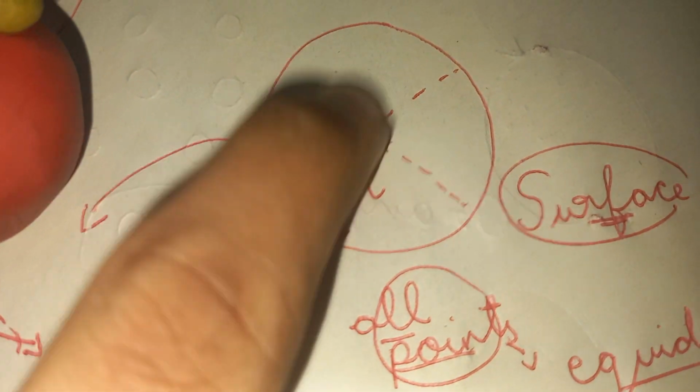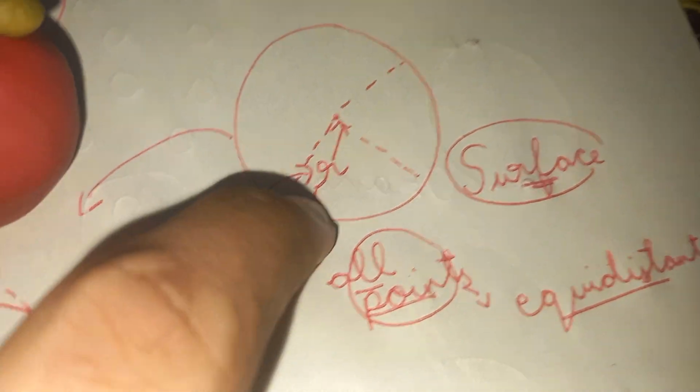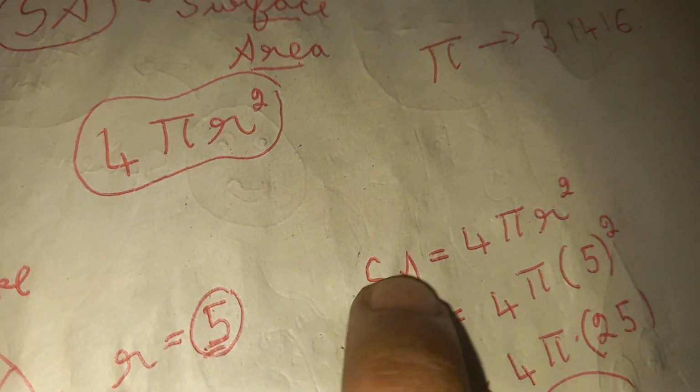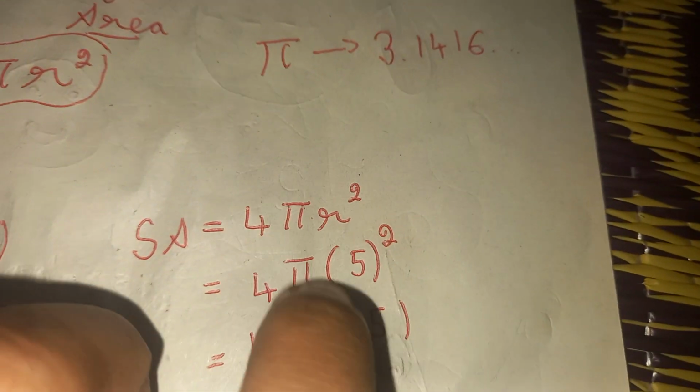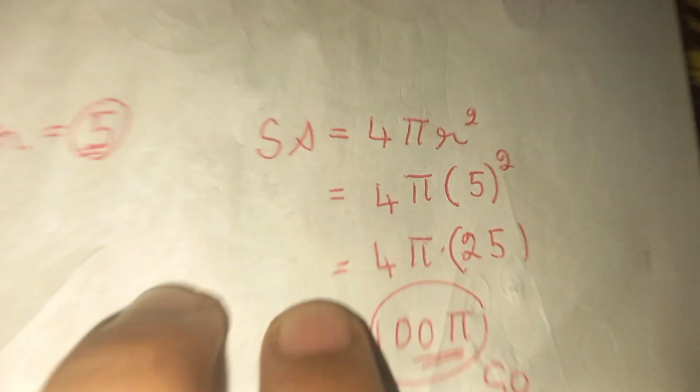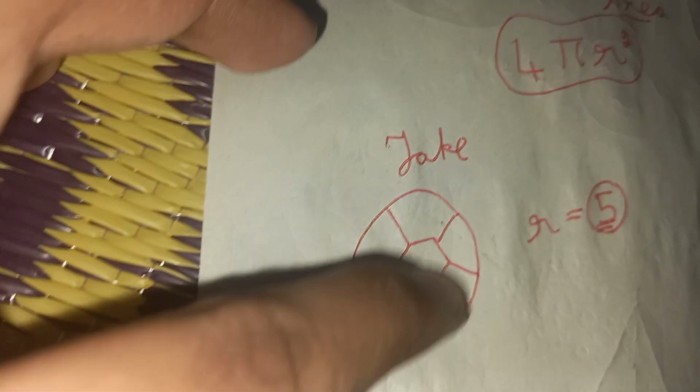I actually told you that the radius is the distance between the center and any point on the sphere. To find out the surface area of the sphere is very easy. That is 4 times pi r square, that is 4 times pi times 5 square, which is 25. 25 times 4 is equal to 100, so 100 pi square units. And do you know that when you play football, you are actually using a sphere itself?